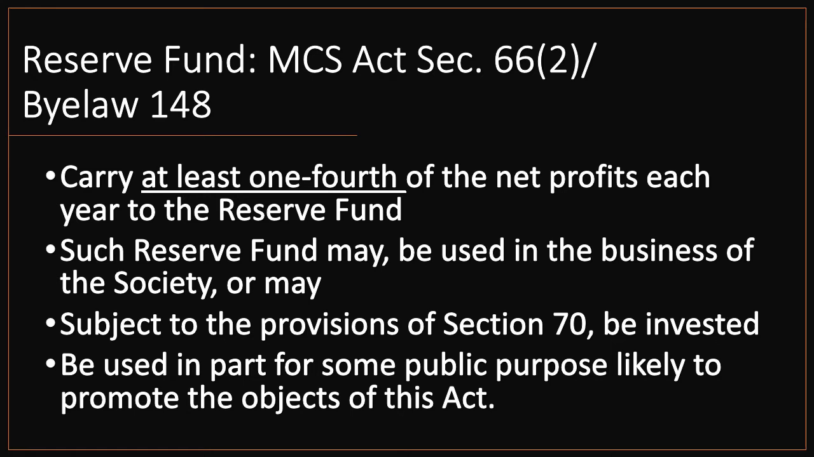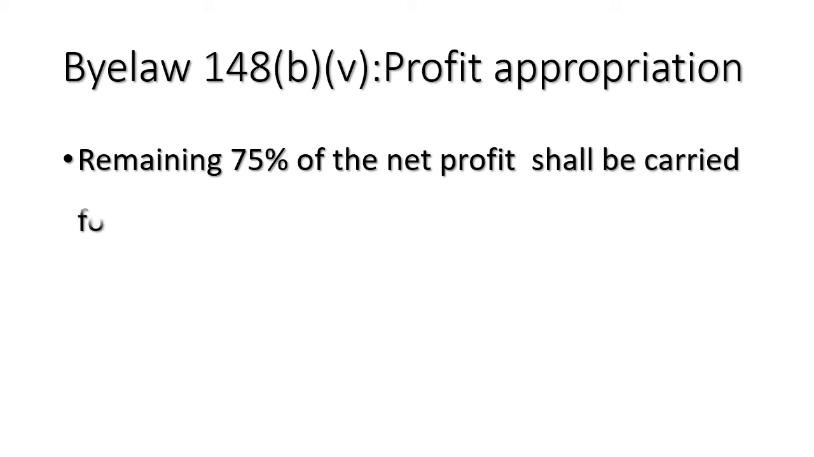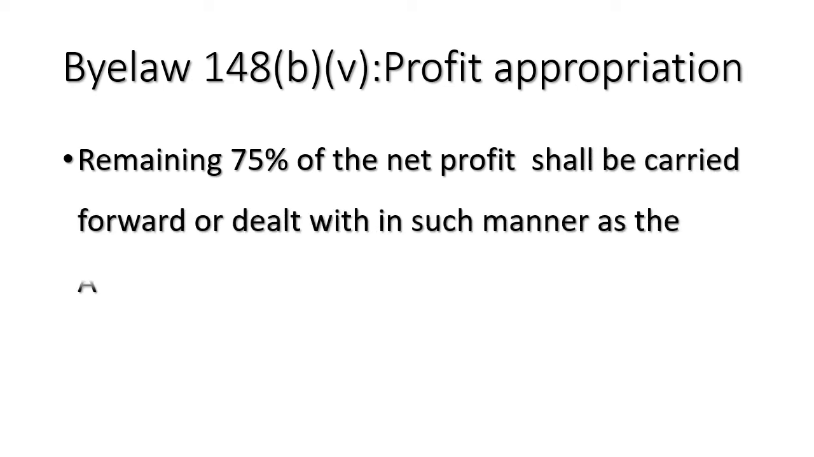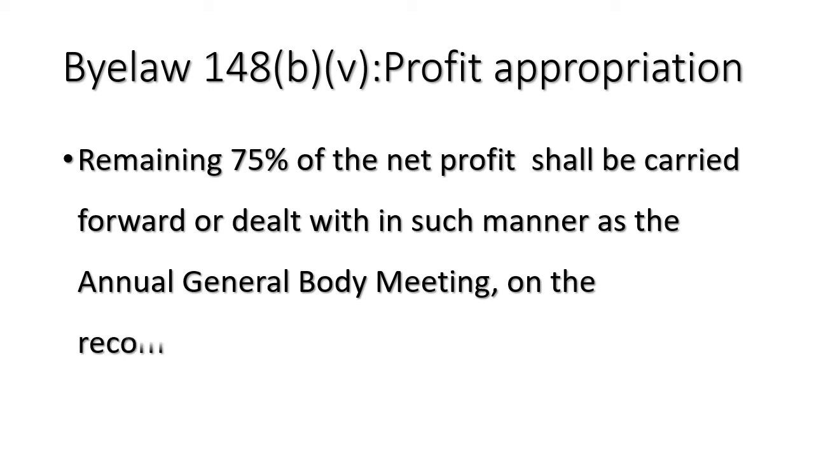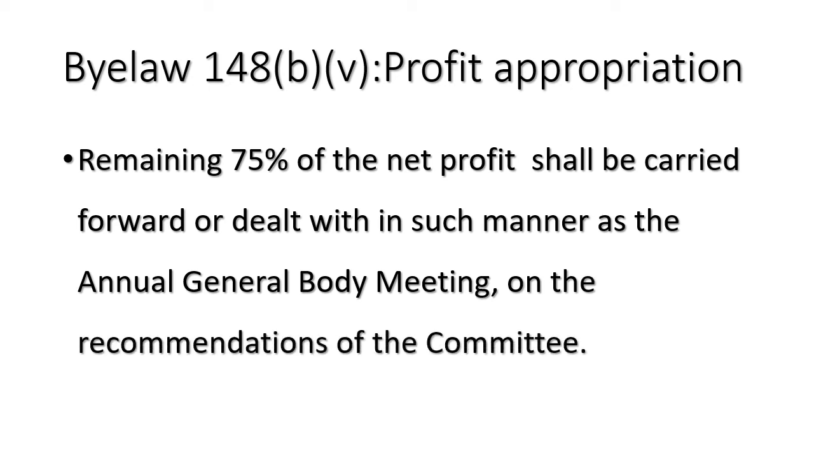So you see that if you make 100 rupees of profit, 25 goes into the reserve fund and we know how to spend that, and the remaining 75% we shall just see how it is spent. Continuing further with profit appropriation, the remaining 75% of the net profit shall be carried forward or dealt with in such a manner as the general body meeting on the recommendations of the committee decides. Once again, general body, supreme authority, and they can take a decision. The committee can make recommendations in the interest of all.